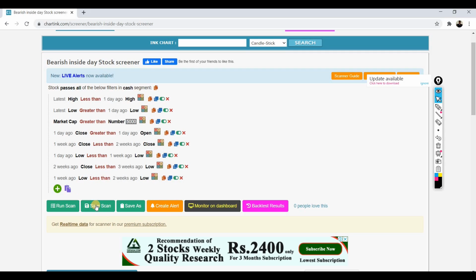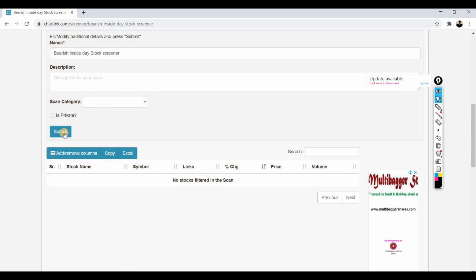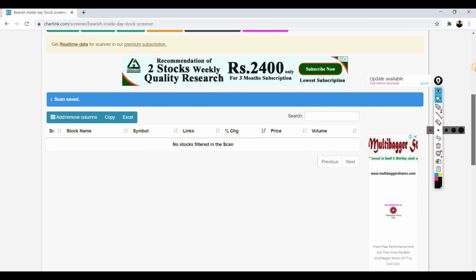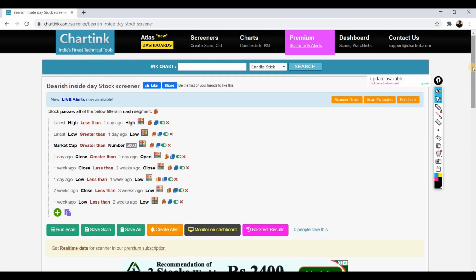So similarly, we can do this for the bearish one as well. We do not need to make or create this screener. I'm going to share links of both the bullish inside day stock screener and the bearish inside day stock screener in the description box. You can check that out later.